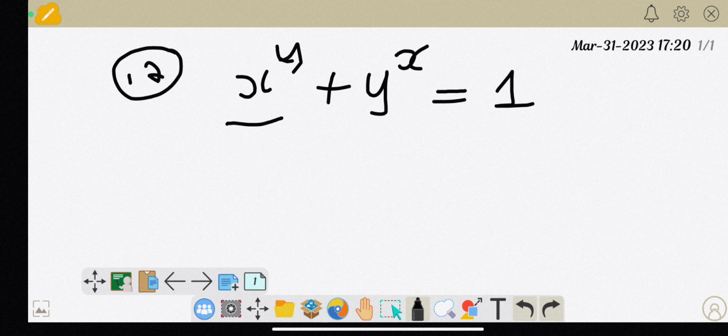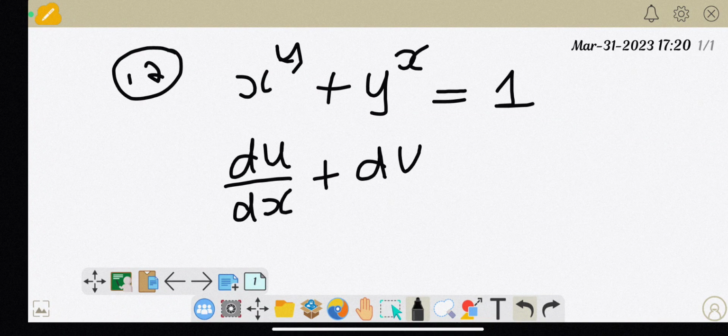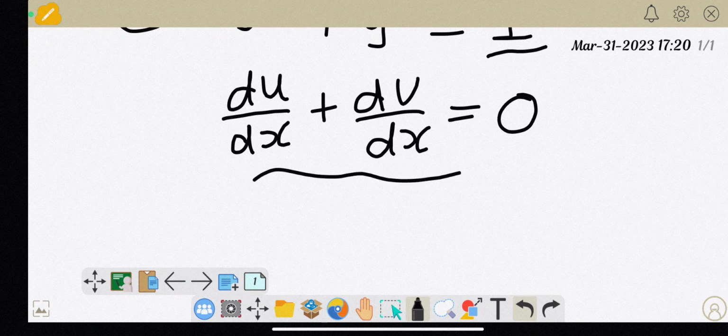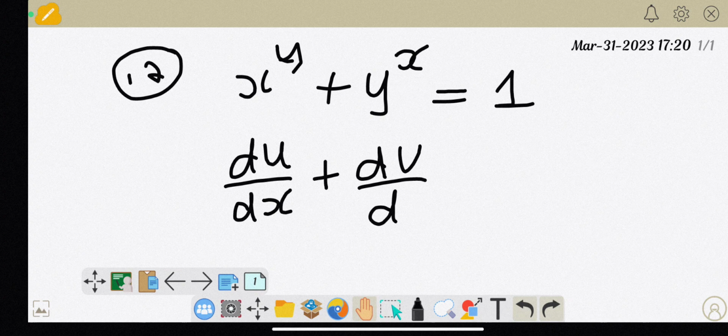So next step, what you can do? Find du by dx. Find dv by dx. That will be equal to the differentiation of constant, 0. Correct. Then what you do? Solve this. When you solve this, you will get dy by dx term. Then you take dy by dx common, then whatever remaining term you send it to the right hand side. So if you solve it in that way, you'll get the answer. Okay, so I'll solve this kind of problem.